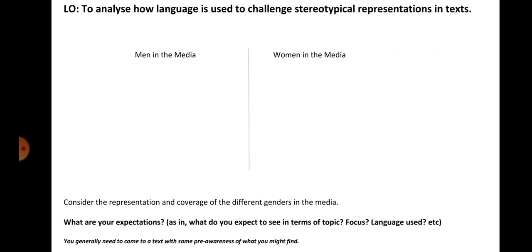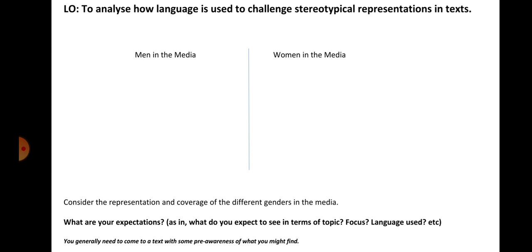Consider the representation and coverage of the different genders. What are your expectations? As in, what do you expect to see in terms of topics, the focus of discussions about men and women in the media, the language used, so any of the lexical things, grammatical things, and so forth. I've just said at the bottom here, you generally need to come to a text with some pre-awareness of what you might find, because if you expect to find it and it's there, it's something to comment on. If you expect to find something and it's not there, it also may be worth commenting on because it may suggest the purpose of the article being somewhat different to what you might expect.